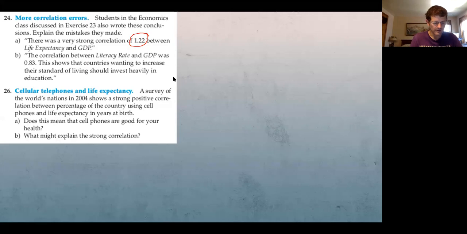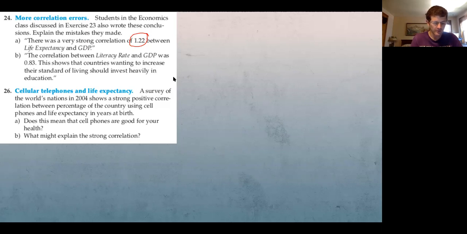So the next one is really more of the same. I don't even need to spend much time on this. A survey of the world's nations in 2004 shows a strong positive correlation between percentage of the country using cell phones and life expectancy in years at birth. Does this mean that cell phones are good for your health? So that's saying causation. No, there is a correlation, but it's not causation.